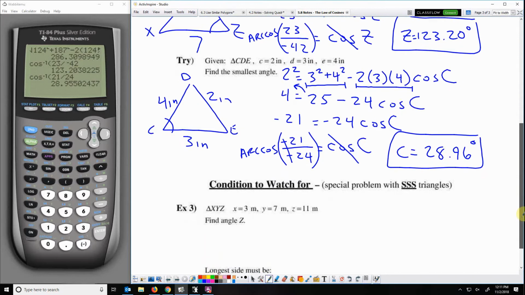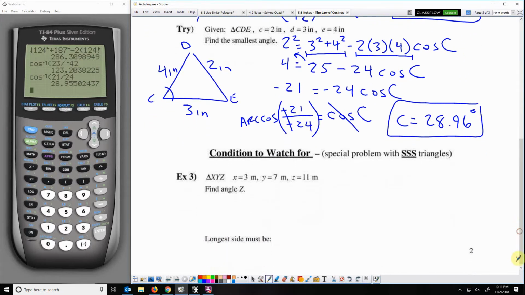All right, a condition to watch out for when you are given side, side, side. A triangle with sides of 3, 7, and 11. That's not even going to make a triangle. Because if I take the two shorter sides, 3 and 7, is that going to give me something greater than 11? Well, 3 plus 7 is 10. That is not greater than 11.